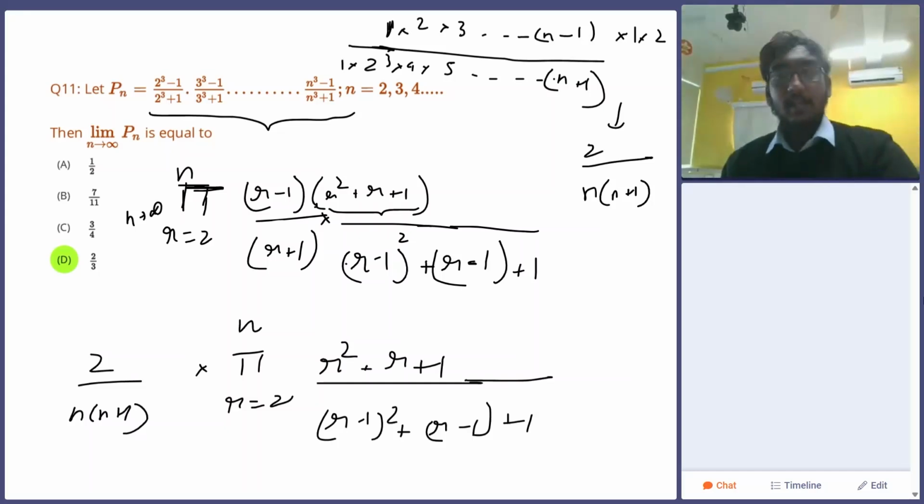Yeah. And how will you evaluate this particular expression? When r is 2, it will be 2 square plus 2 plus 1 upon 1 square plus 1 plus 1. When r is 3, it will be what? 3 square plus 3 plus 1 upon 2 square plus 2 plus 1, right? So again, it will be a cancellation between the denominator and the numerator, okay?